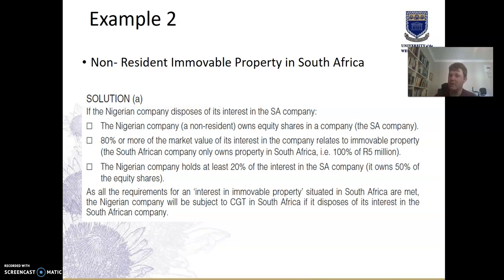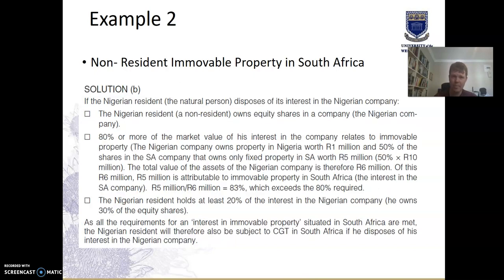If it's not making sense, redo it, take a bit of time, but yes, once you've understood that, then you move on to B and you say, well, what if the Nigerian person decides to sell off their interest in the Nigerian company? Straight away, you're going to be thinking, well, why would South Africa care? It's a Nigerian person selling stuff in Nigeria. But the problem is that a large portion of that Nigerian company is relating to South African immovable property. So now we need to decide and say, hey, if this guy or girl was to sell their Nigerian shares, would they meet the two requirements?